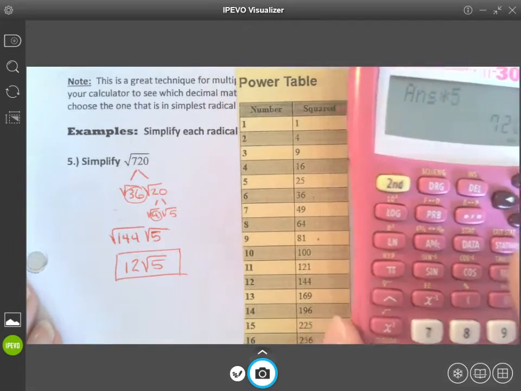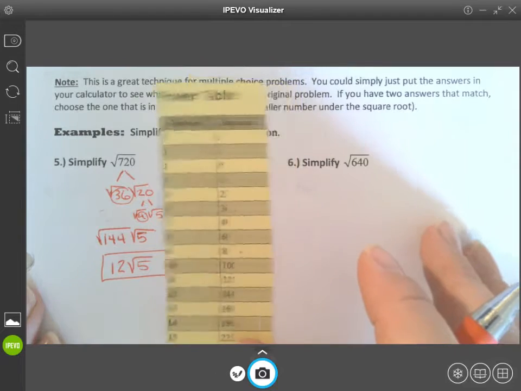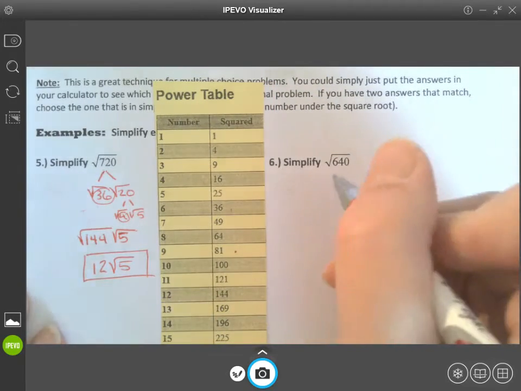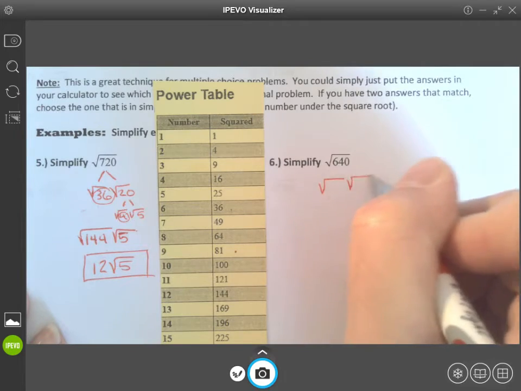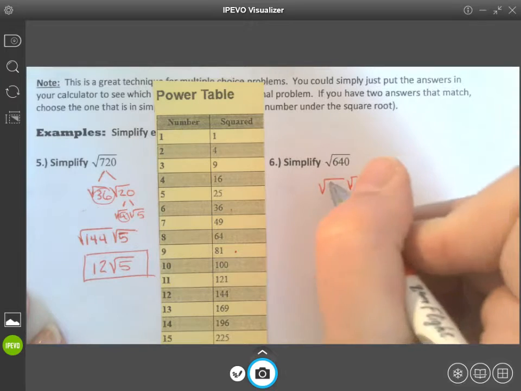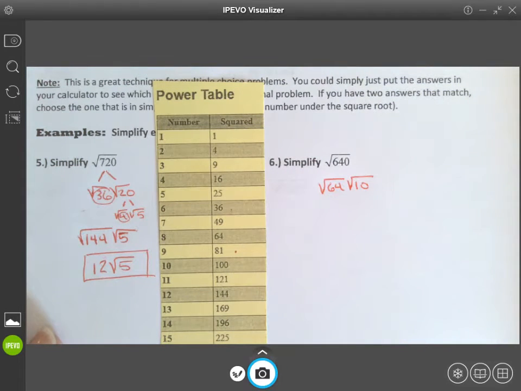So we could keep trying the list, or we can find a perfect square and then move from there. I'm hoping number 6 sort of stands out to you. It's 640. What is a perfect square that goes into 640? 64, because it's 64 times what? 10. Now, did we find the biggest perfect square? Well, how do you know that?